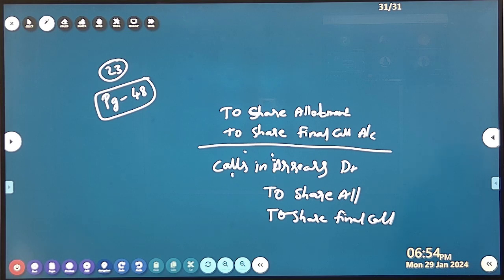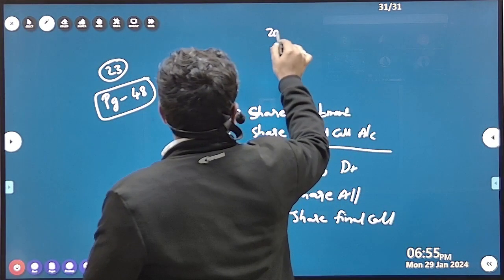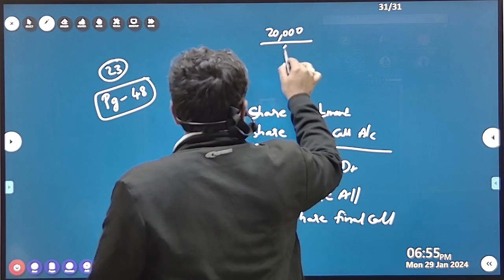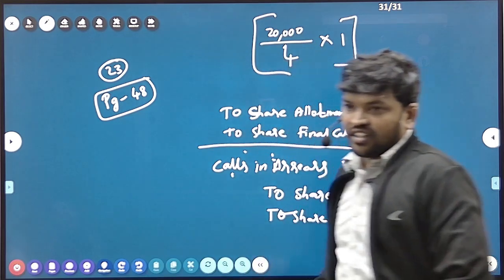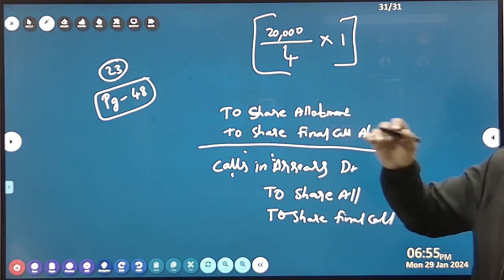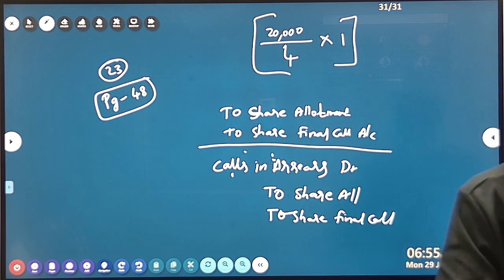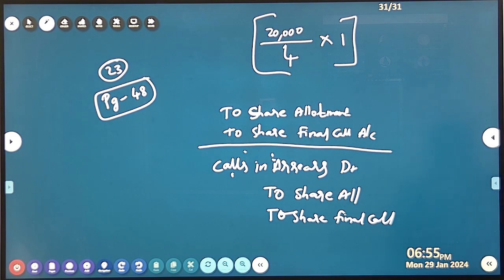In what ratio are they issuing the rights issue? 1 share for every 4 shares held. See here, you have existing 20,000 shares. For every 4 shares held, they are issuing 1 share. So 20,000 divided by 4 into 1, how much is the rights issue? 5,000. Clear? 5,000 is the rights issue. Rights issue at what price? 15 rupees. So is the rights issue at premium, discount or par? Which one?